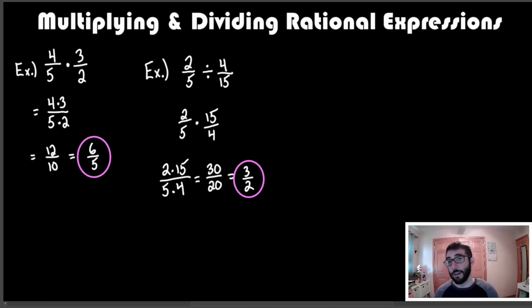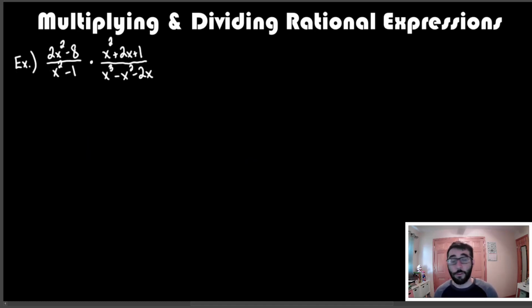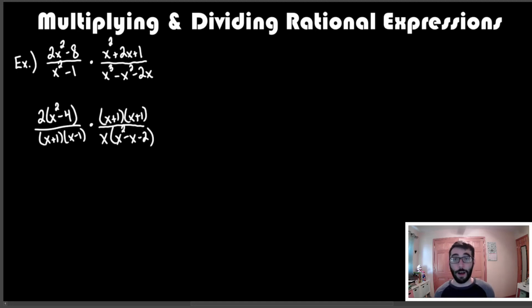So let's go ahead and take a look at a problem like this. So we have 2x squared minus 8 over x squared minus 1 times x squared plus 2x plus 1 over x cubed minus x squared minus 2x. Well, multiplying and dividing rational expressions is basically a bigger simplifying rational expressions problem. And the first thing you are going to have to do is just factor everything. So we factor everything we possibly can. So I factored the greatest common factor of 2 out of my first numerator and the greatest common factor of x out of my second denominator. And then we just factor as much as we can.